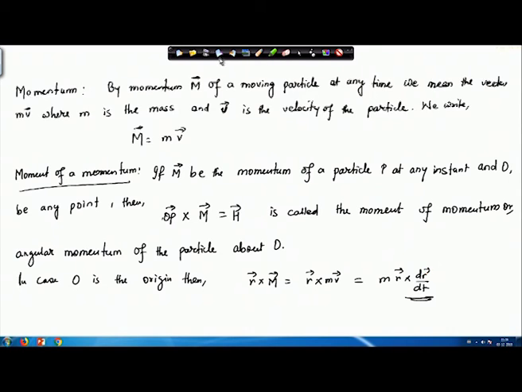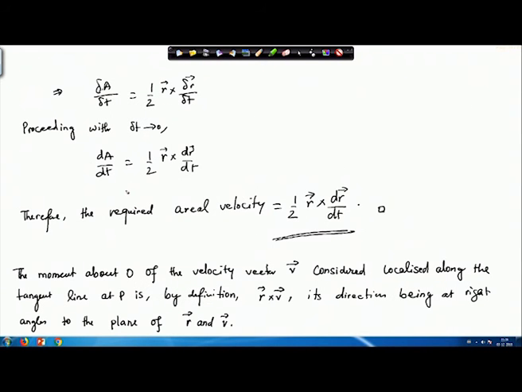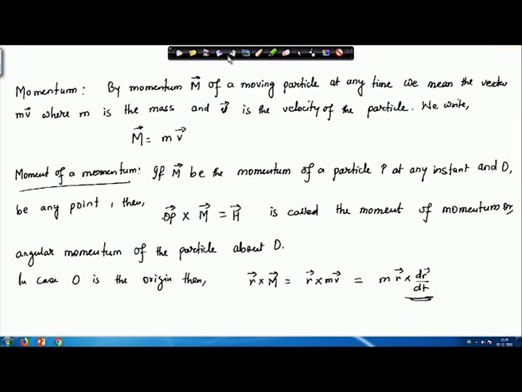So, if I go back to this formula where I had the areal velocity and angular velocity, I can take 2 times areal velocity. So, this is basically 2 times m times areal velocity. That is basically our angular momentum.